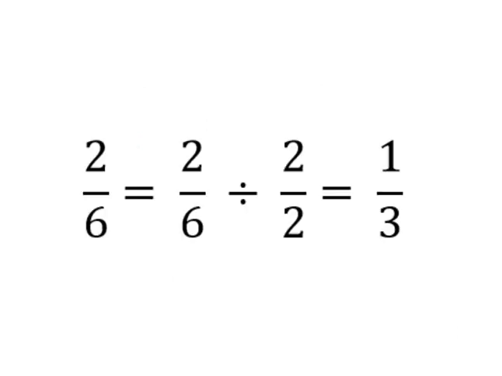We have 2/6 divided by 2/2. That is equal to 1/3, okay? Because looking at the numerators, 2 divided by 2 is equal to 1. 6 divided by 2 is equal to 3, okay? So an equivalent fraction of 2/6 is 1/3. Let's look at our last problem.